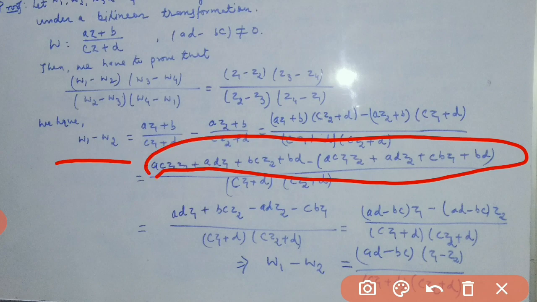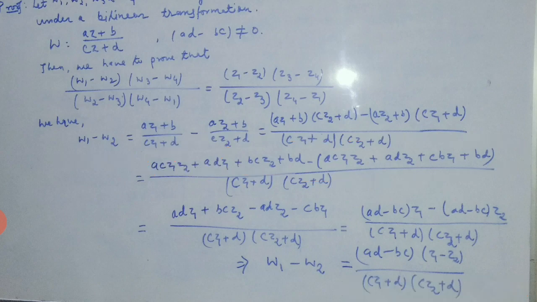So we see that in this value, the terms ACZ1Z2 can cancel. Then we have ADZ1, and we cancel the value of ACZ1Z2 and also BD. So we are left with the 4 values ADZ1 plus BCZ2 minus ADZ2 minus BCZ1, and the whole divided by (CZ1 plus D) into (CZ2 plus D).